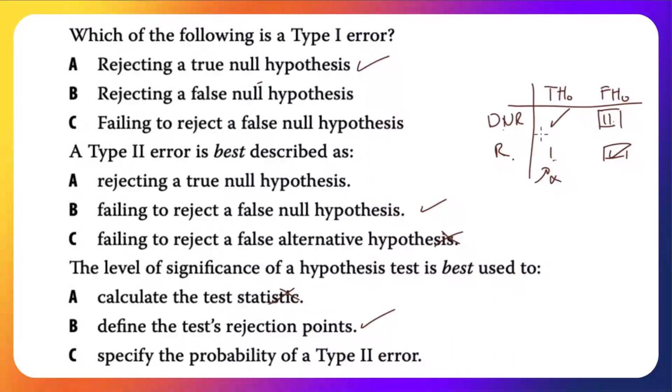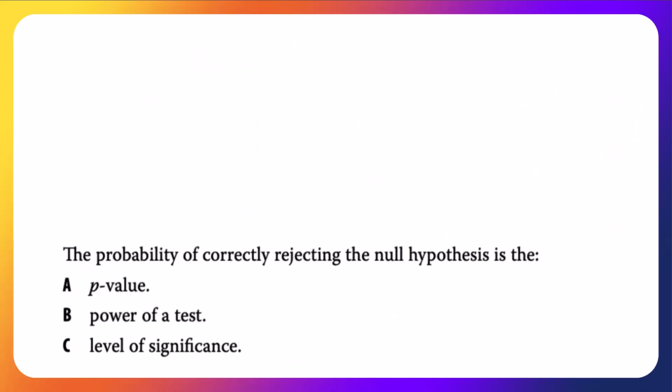Remember, this is alpha. This is 1 minus alpha. This was beta. This is 1 minus beta, also called the power of the test. I know that's terrible writing, but you get what I'm doing there. Define the test's rejection points. The probability of correctly rejecting the null is the, let's do our little thing, DNR, R, TH naught, FH naught, correct, 1, 2. And this is the power of the test over here.